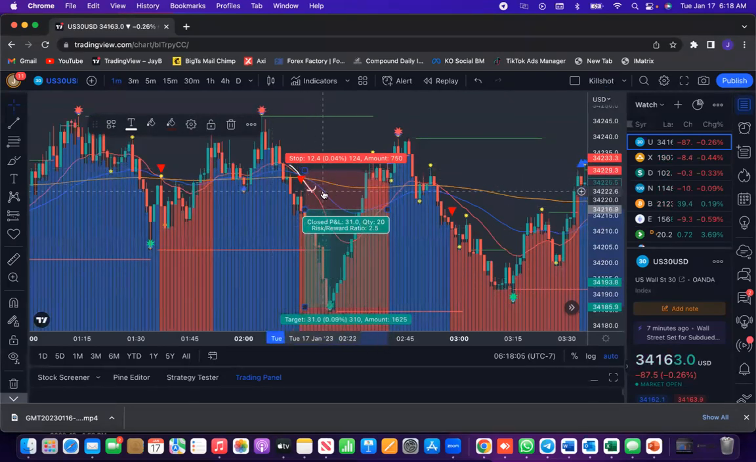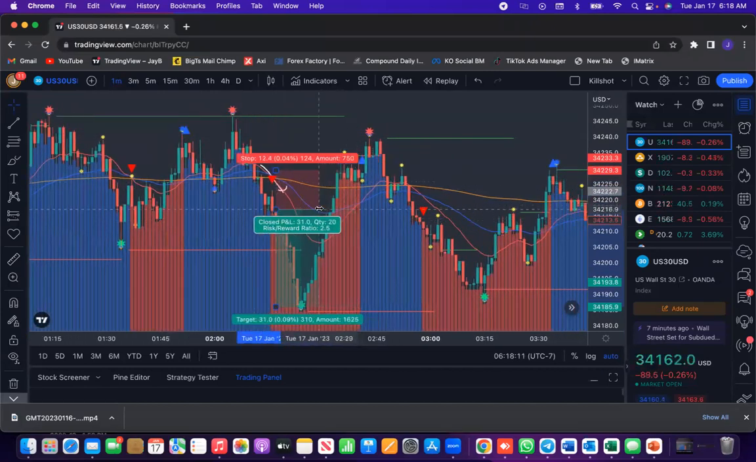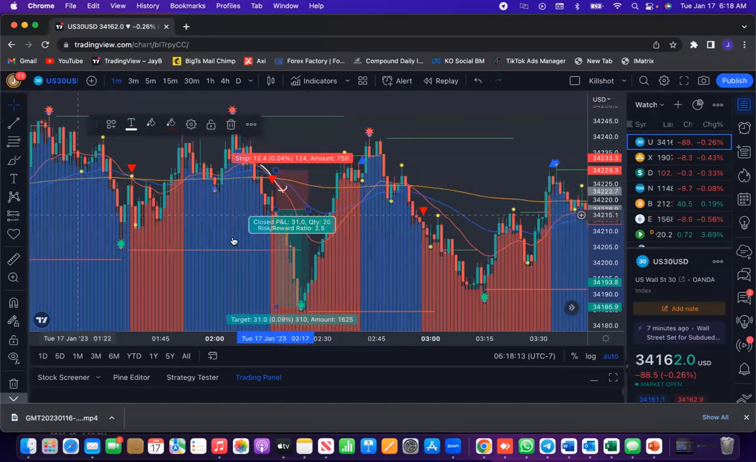There's a 3% trade on the board. Okay, so another win, with potentially this one being a loss. So let's say we're 2-1 now.